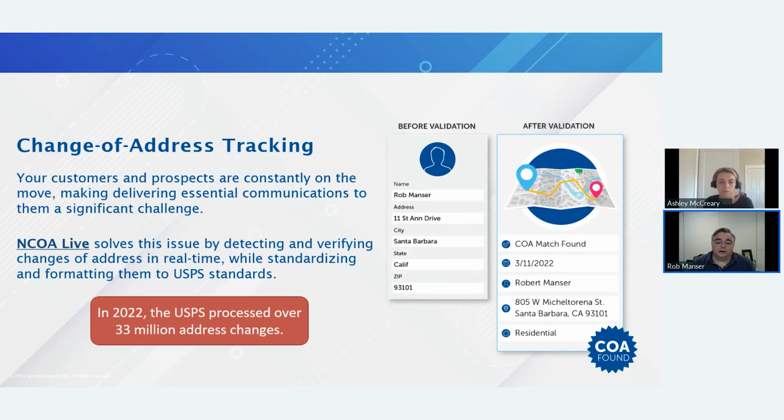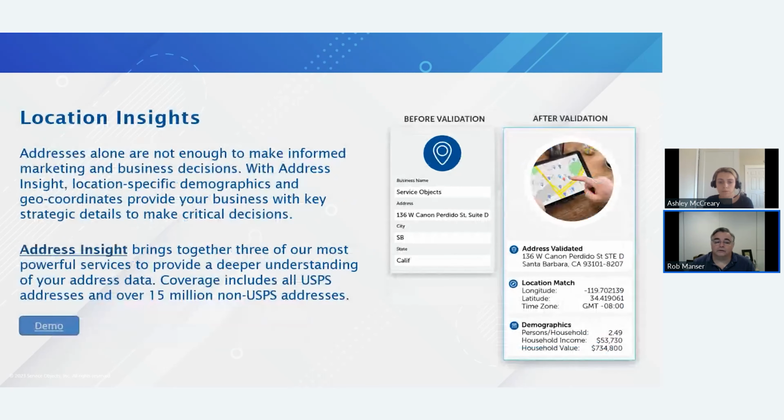So the next service that we'd like to talk about is location. It provides a lot of location insights. It's called our Address Insight tool. Addresses alone are not always enough to make informed marketing and business decisions. With Address Insight, you can get location-specific demographics and geocoordinates, which provide your business with key strategic details that help you make great decisions. It brings together three of our most powerful services, and I'll demonstrate that here.